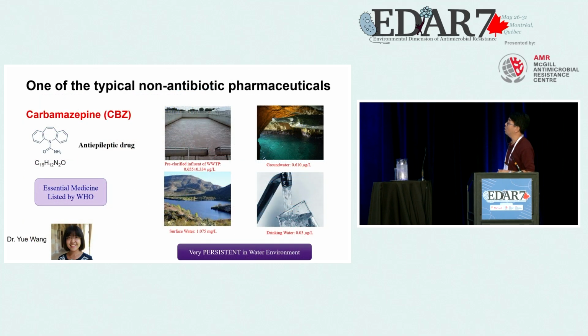Okay, so the first chemical or drug we test is carbamazepine. This drug definitely is not an antibiotic. It's an anti-epileptic drug. It's a very essential, human-targeted drug. This drug is also very, very robust and can't be degraded in the environment. That's why we can detect carbamazepine in our groundwater, surface water, even potable water, up to the milligram per liter.